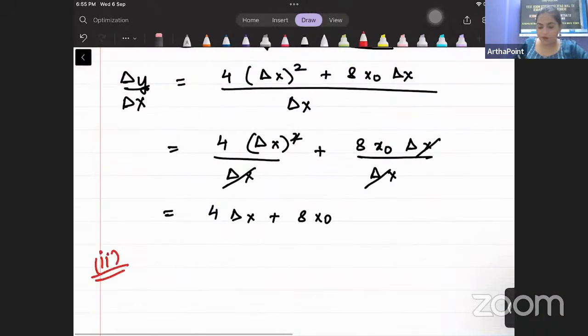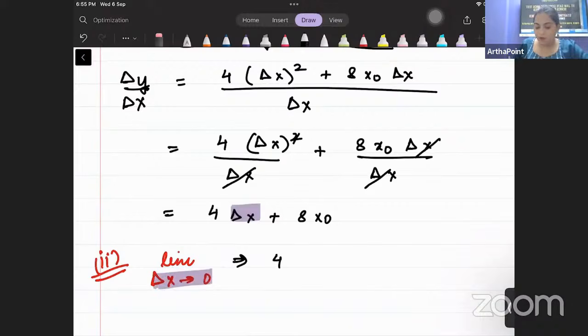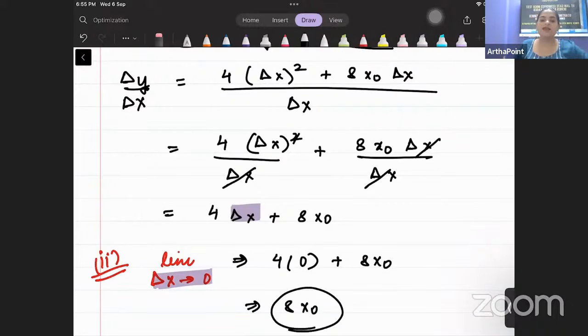Second part. You just have to put limit change in x tends to 0. So instead of this, just plug that to 0. So beta, what will you get? 4 into 0 plus 8x naught. So your differentiation will be 8x naught. This is what a derivative is.